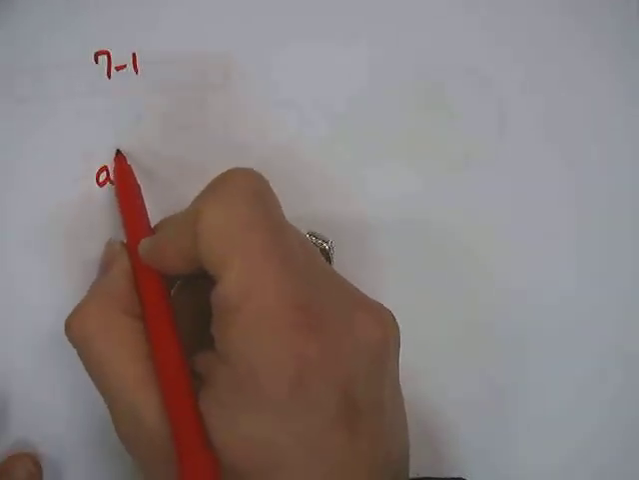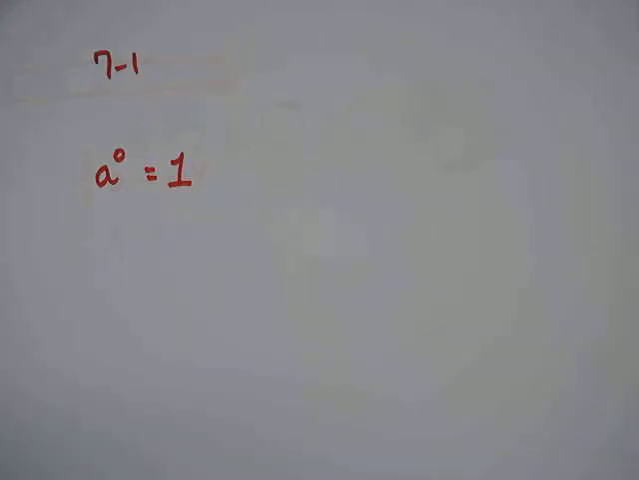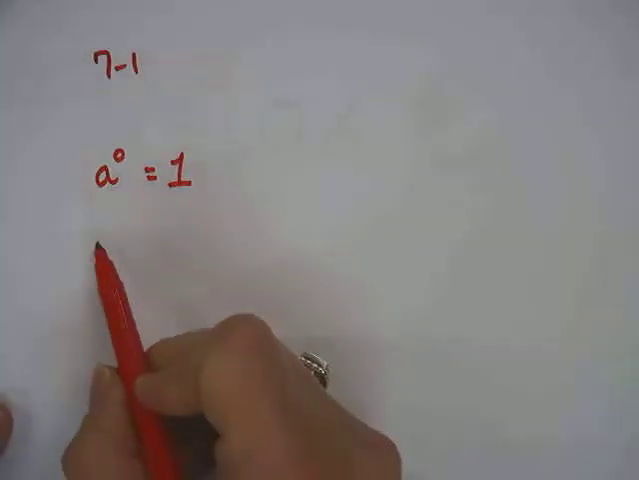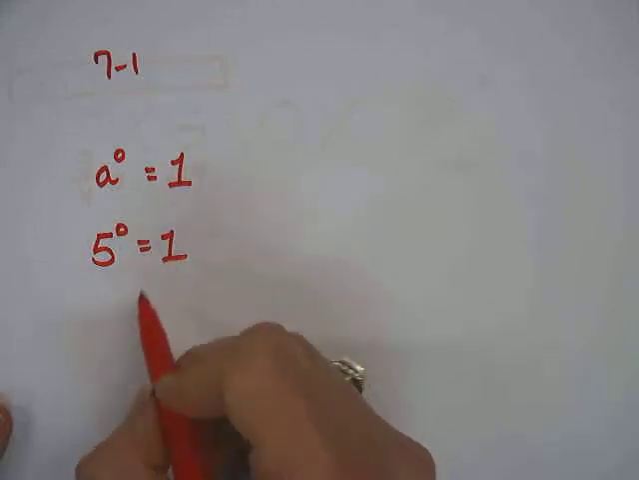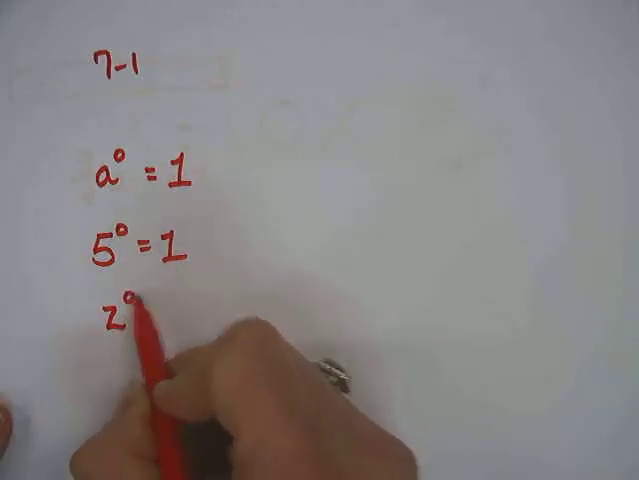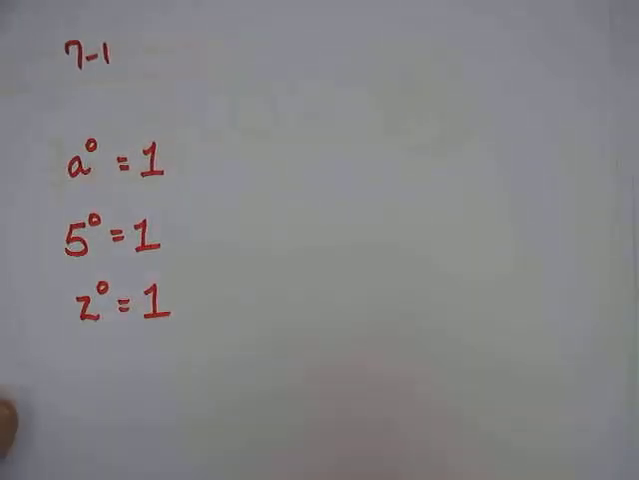And hopefully you got from the notes that anything raised to the 0th power is going to equal 1. So it doesn't matter if it's a constant or if it's a variable phrase. Anytime you see something raised to the 0th power, that's going to be 1.